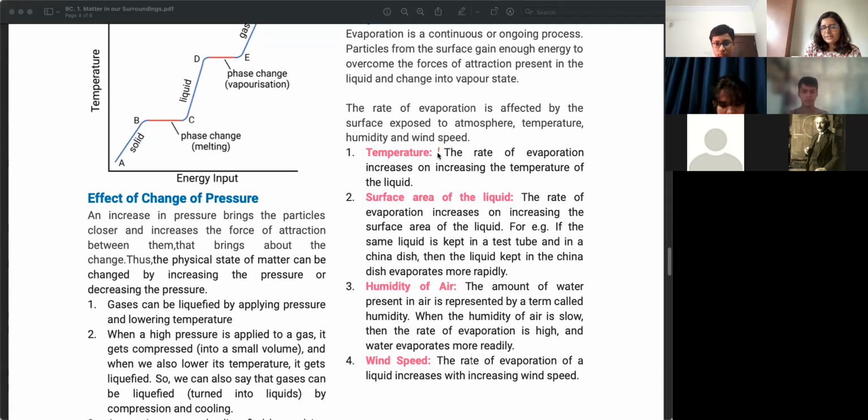So if temperature increases, put an upward arrow, evaporation decreases. Okay, you can note it down like this. Or instead of an arrow, you can just write the words, temperature increases, evaporation decreases. Sorry, it's the other way around. At higher temperature, evaporation also increases, no? Yeah.